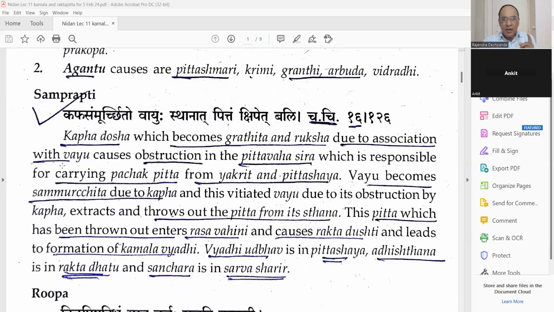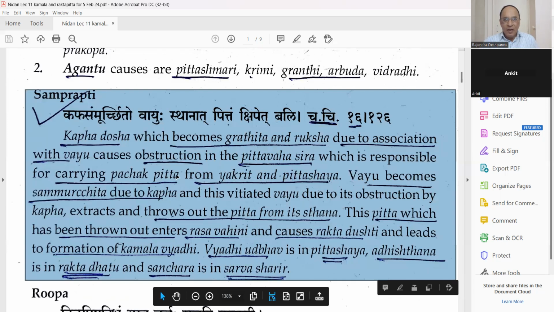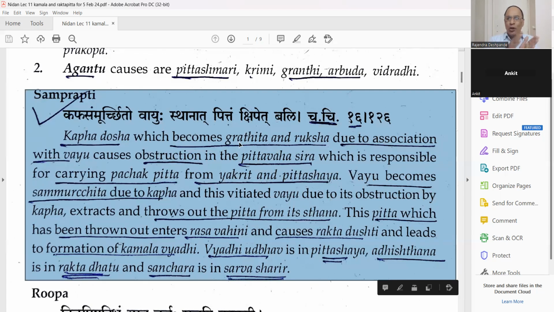What is the Samprapti? Kapha sammurchito vayuhu sthanat pittam kshipet bali. Charaka Chikitsasthana, chapter 16. So I will mark it for you. We are discussing pathogenesis. How does Kamala occur according to Ayurveda? Kapha dosha becomes grathita, solidified. Actually, Kapha dosha is comparatively solid: Snigdaha shito gururmandaha trakshna sandra mrudusthiraha. Basically it is solid, but it becomes more hard, like stone, and ruksha. Because of dry food stuff, the snigdata goes away.